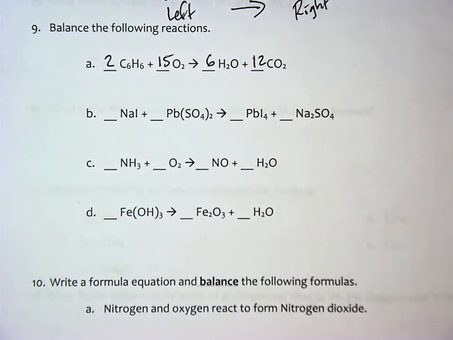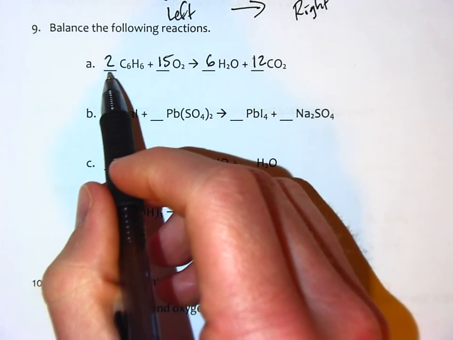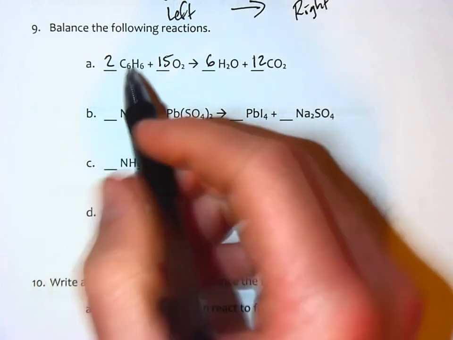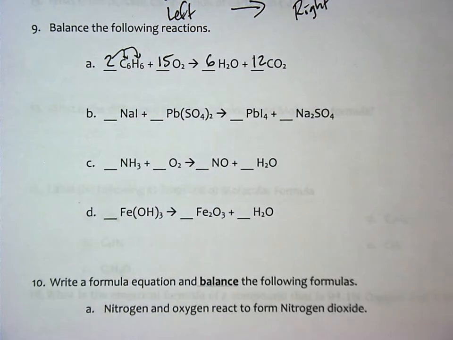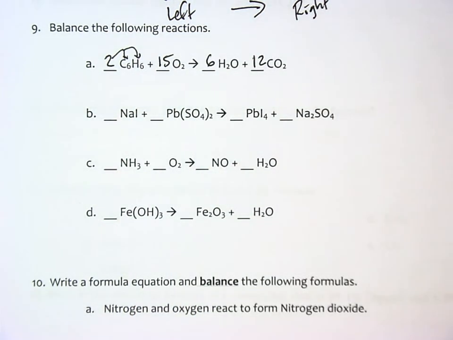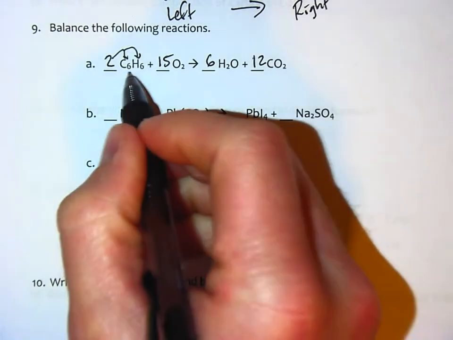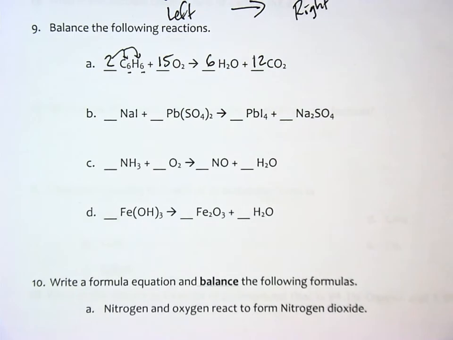When we're balancing equations, we can only change the coefficients, meaning the number in front, and those distribute to each element in the compound that it's in front of. We cannot change the subscripts. That does not satisfy the law of conservation of mass. So we can only change the coefficients.